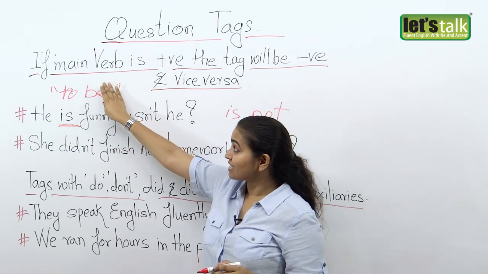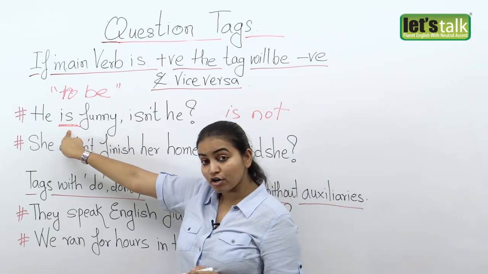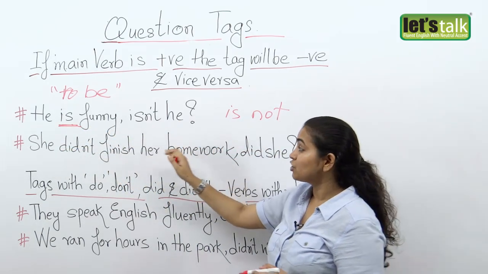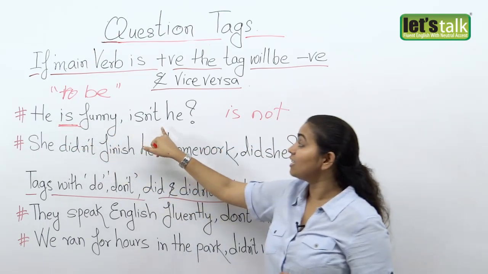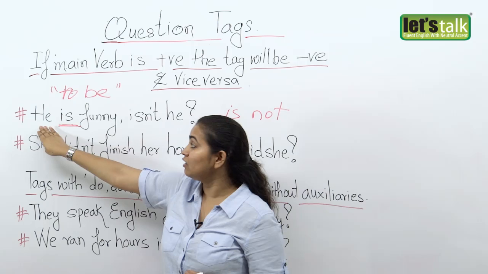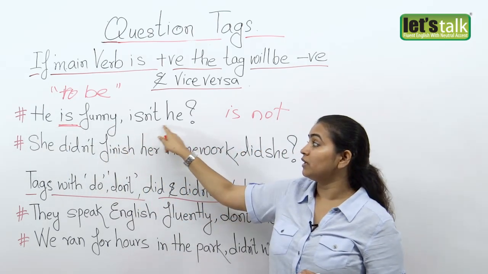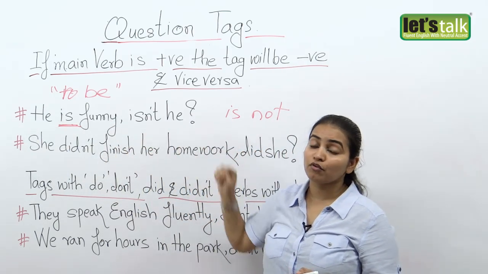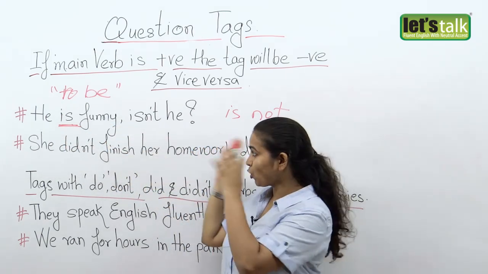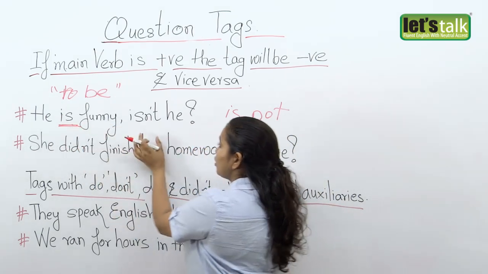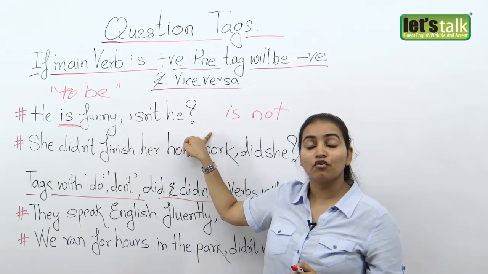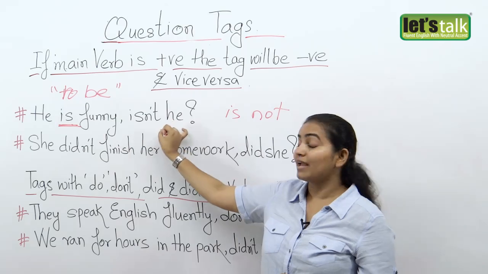And my rule states that since my main verb is positive, my question tag will be a negative one. So the "is" gets converted to an "is not," and the pronoun, which is "he," falls after the "is not," or the negative form of the verb. So I will say "he is funny," and then I take a quick look at the main verb, change that into the negative, and then add the "he" at the end of the question, and that makes the question tag.